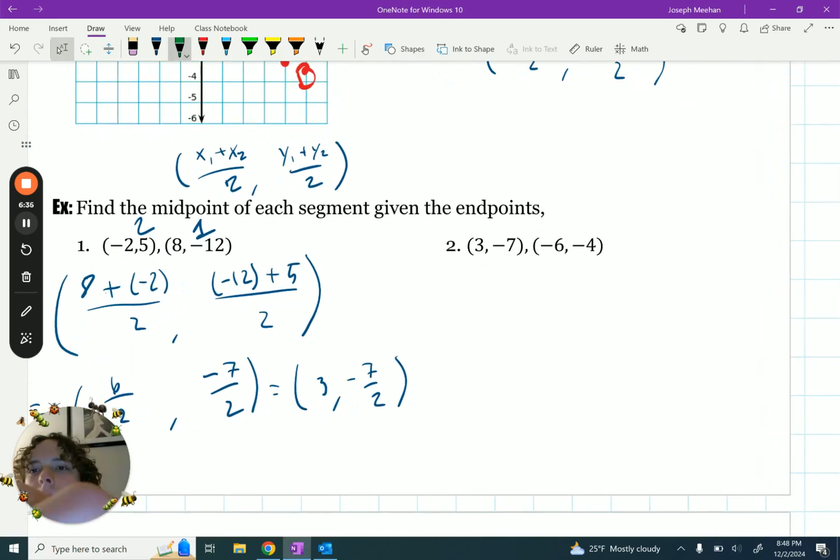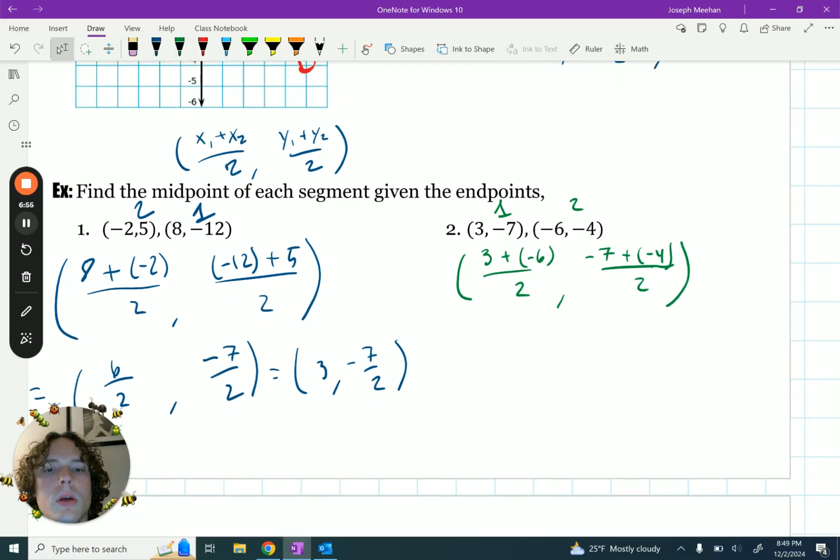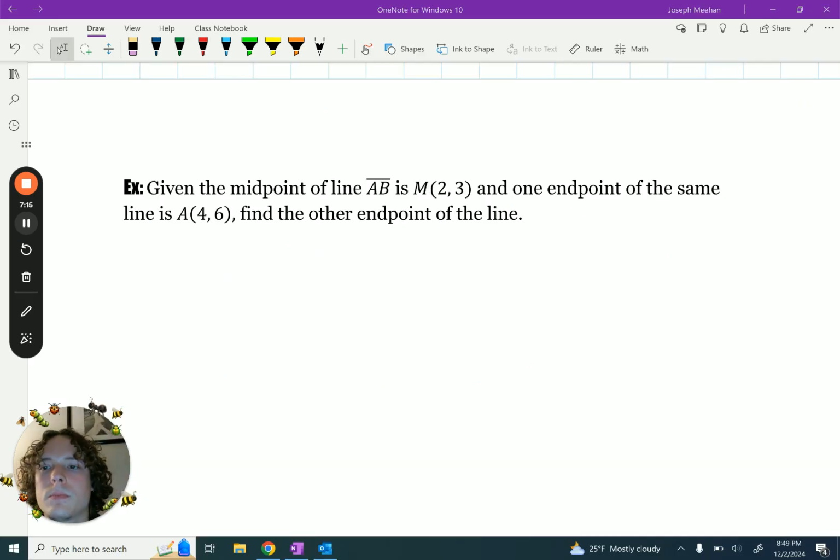Let's see if we can do it again. So I'm going to make this point 1 this time and this point 2. Let's say now we have x1 is 3 plus x2 is negative 6 divided by 2. Then we have negative 7 plus negative 4 divided by 2. And then we could say 3 plus negative 6 is negative 3 over 2. Negative 7 plus negative 4 is negative 11 divided by 2. And that's really our final answer. I would not simplify that in any way, personally. I would just leave it like that. So that's the midpoint between those two coordinates.